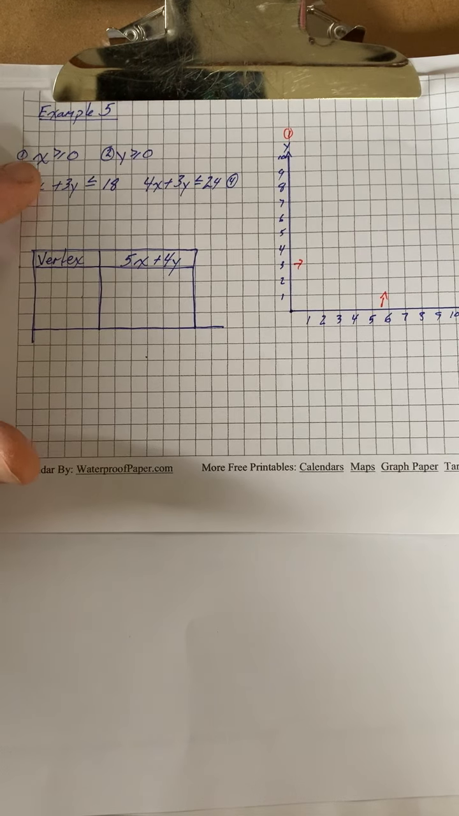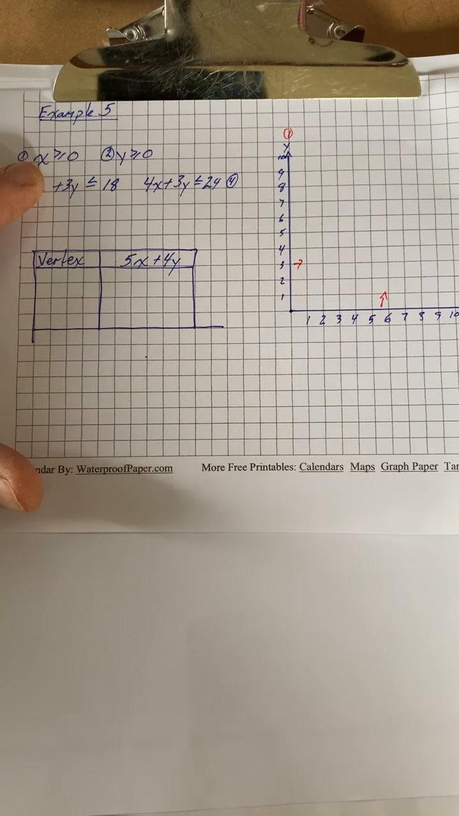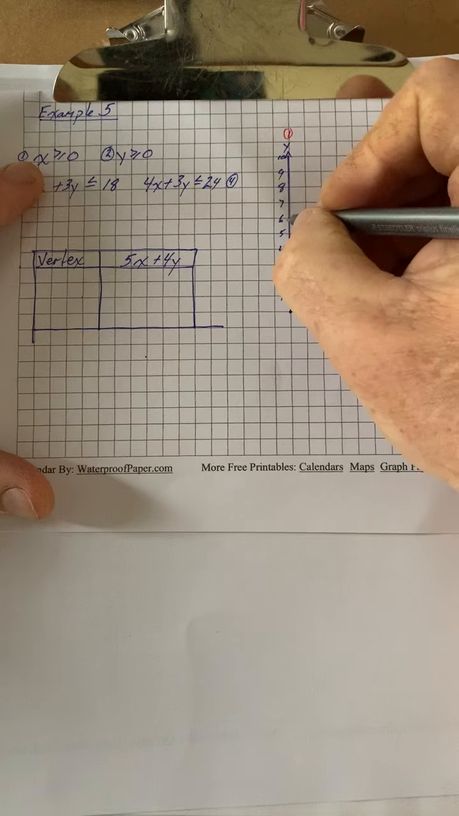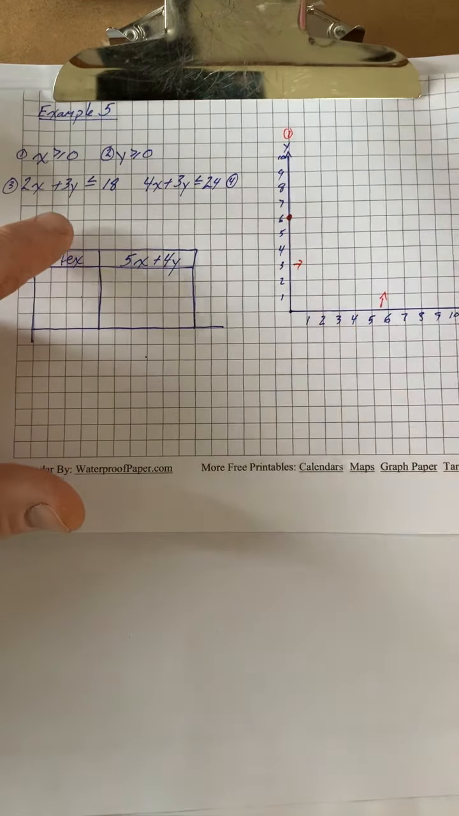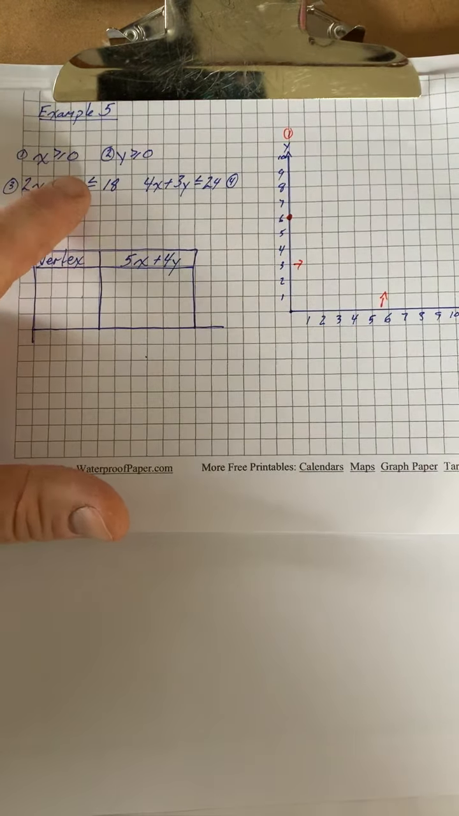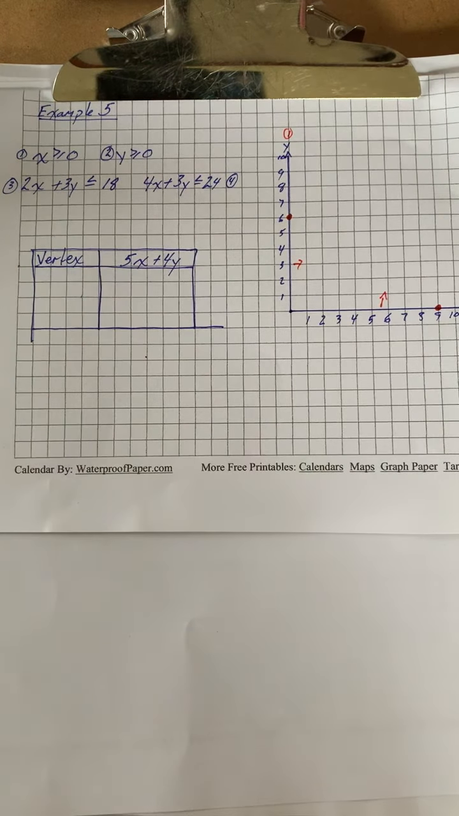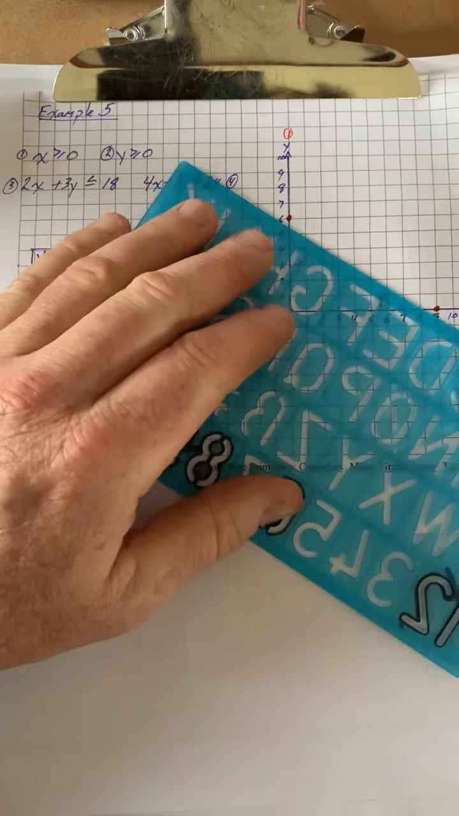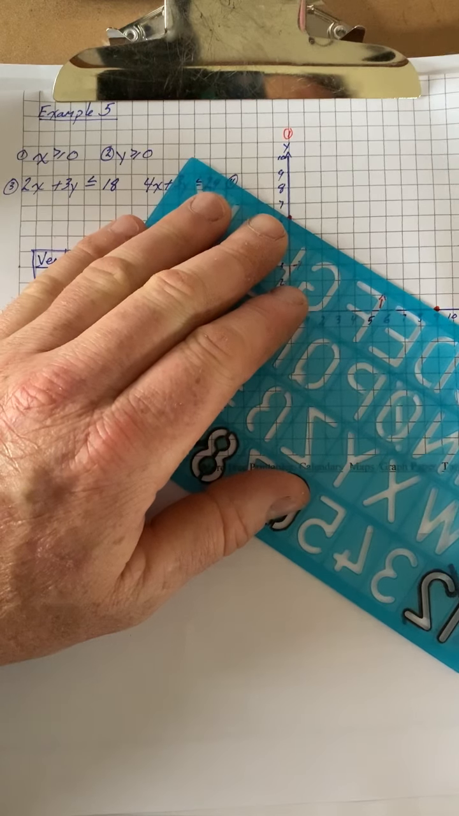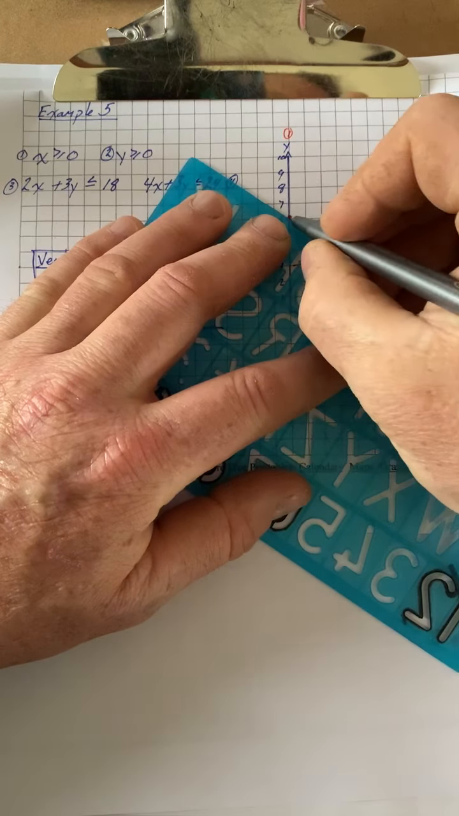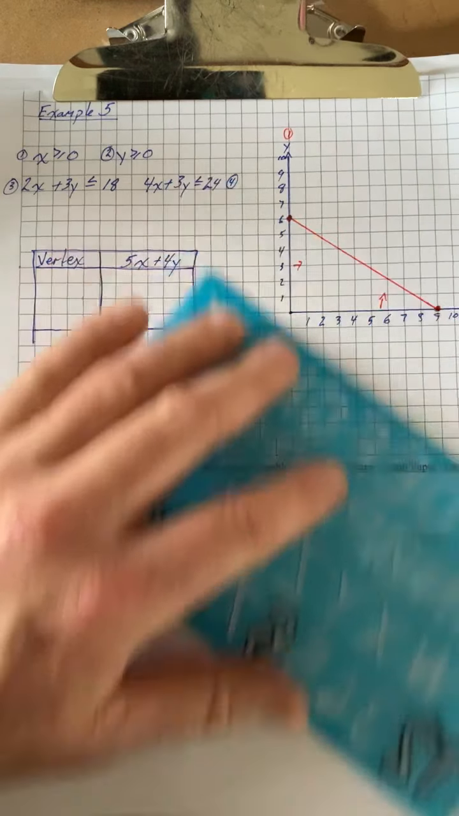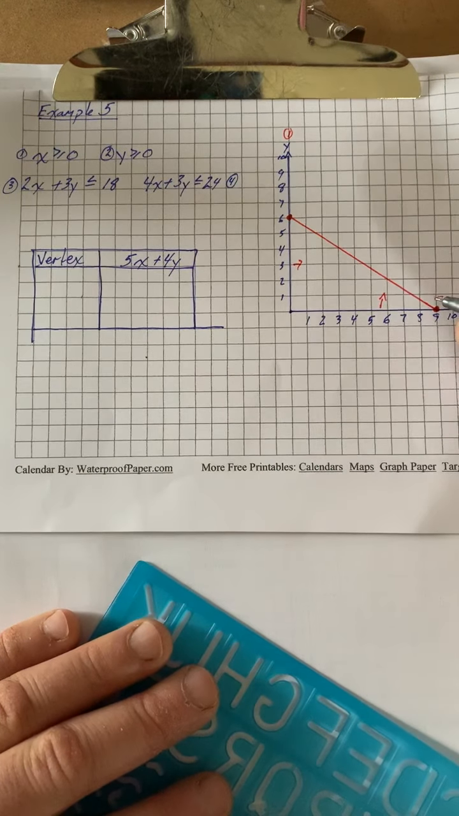If x is equal to 0, 3y equals 18, so y equals 6. So there's the y-intercept. If y is equal to 0, I have 2x equals 18, so x is 9. Draw my line. And this is equation 3.